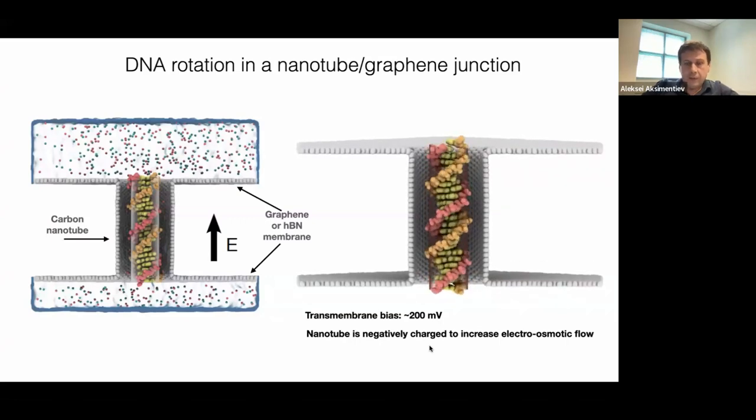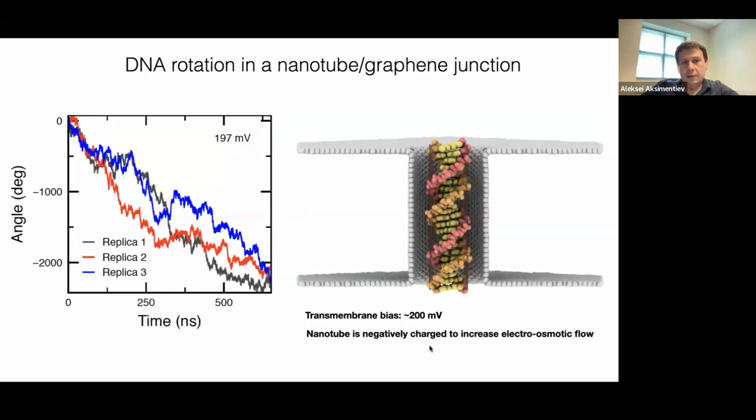And the DNA spins, again, in the direction prescribed by its chirality. If we look at the rotation speed, it's slightly less than a billion RPMs at this bias. And, as always, we do multiple replica simulations of the same systems so that we get consistent results. So in this particular case, we were able to estimate the efficiency of transforming energy of the electric field into rotation.